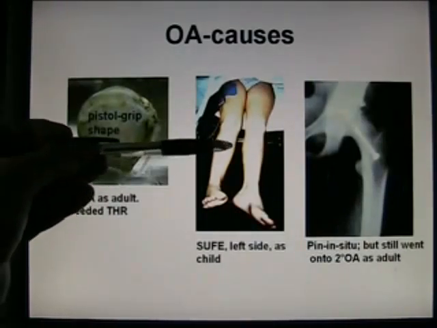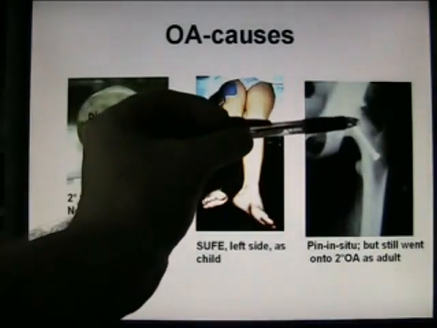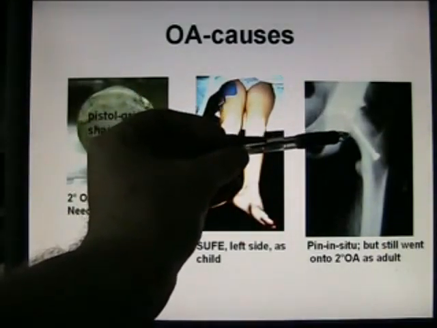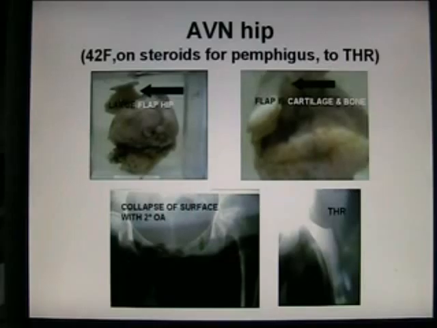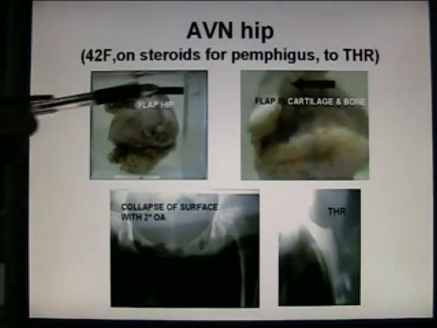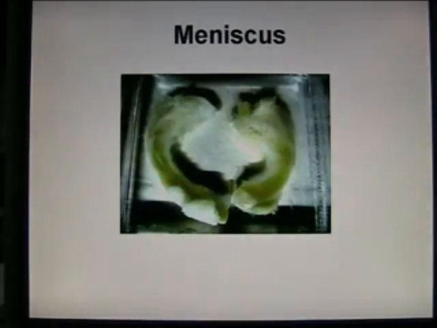Again, another cause from abnormal loads, slipped upper femoral epiphysis. Femoral head slips off the top of the hip joint. You have to put a pin in situ. So-called pistol grip deformity, secondary OA. Another one, AVN, caused from steroids for a skin condition, large osteochondral flap, secondary OA, required a hip replacement.